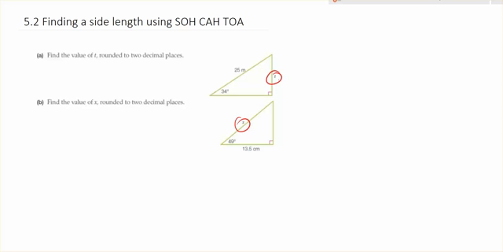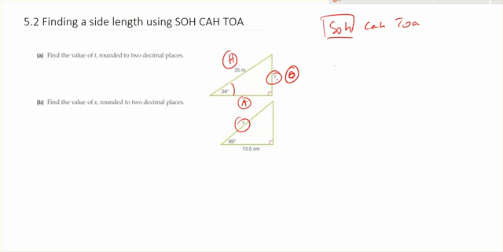Our first step is always to label our sides. As you know, this is our angle, and this is opposite the angle. And we know this is the hypotenuse, and this is the adjacent side. Now, because we want to find t and we know 25, when we're using SOHCAHTOA, we know we have the opposite and the hypotenuse, so we're going to use SOH, or sine.